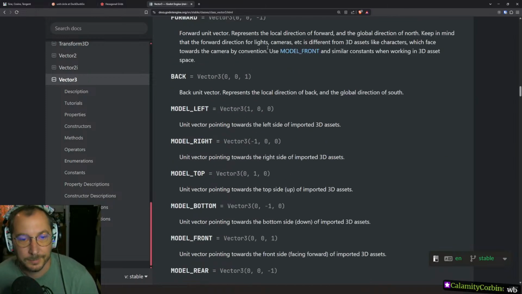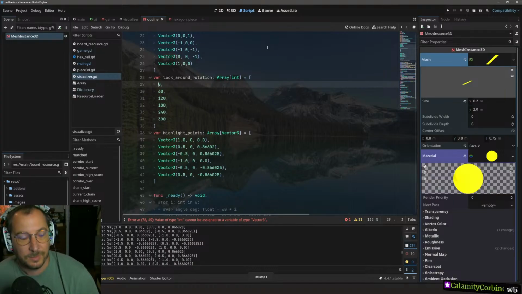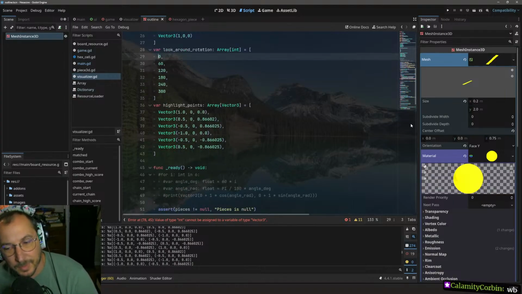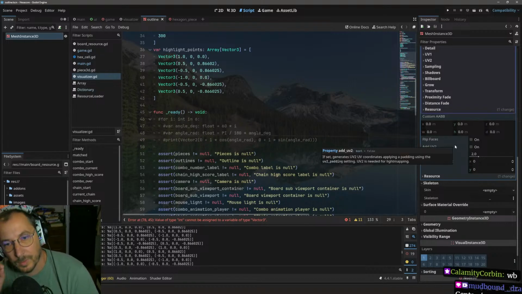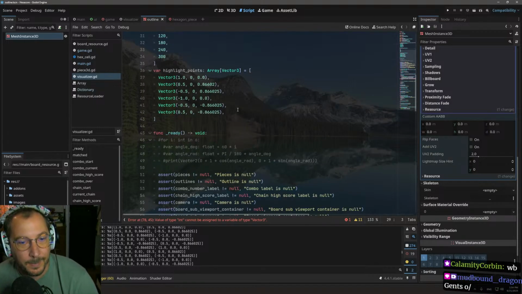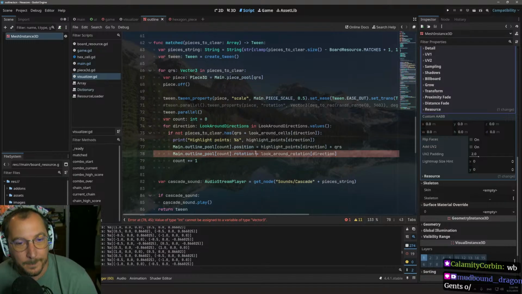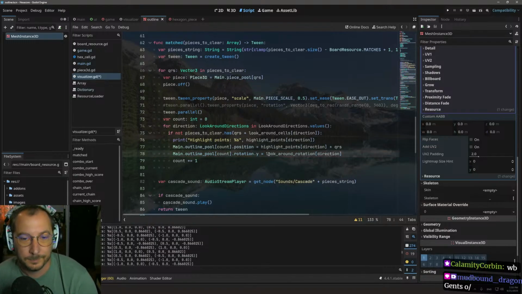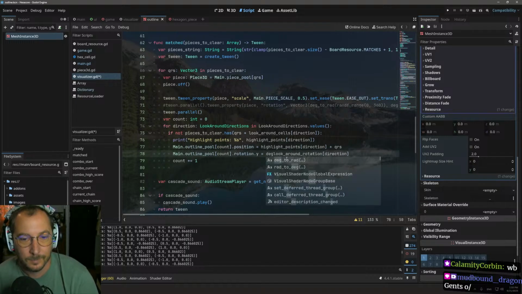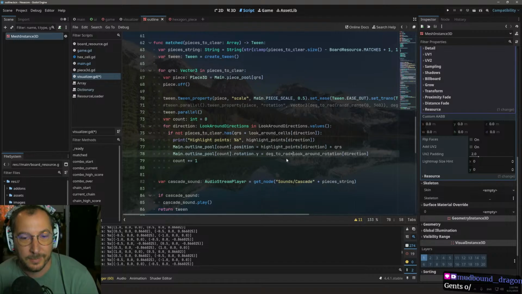Negative Ghost Rider. Okay, let's think about this. We're rotating the Y, right? So this is, we need the radius so we don't have to do this math.